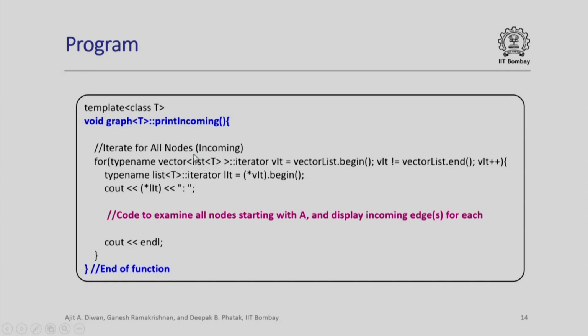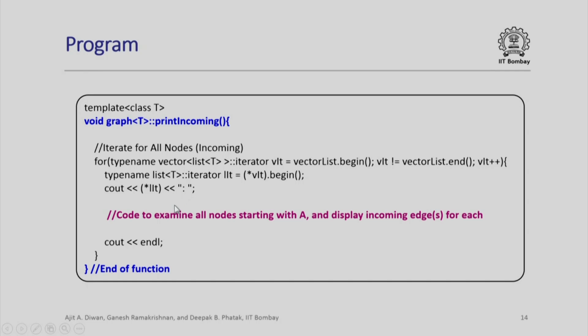The incoming edges is slightly different than outgoing edges. We have to iterate through all the nodes. What we do is, we just put that same iterator, vector list dot begin up to vector list dot end, and VLT plus plus. We now define an iterator LLT where we set it to the begin. Now we output that particular thing followed by a colon.